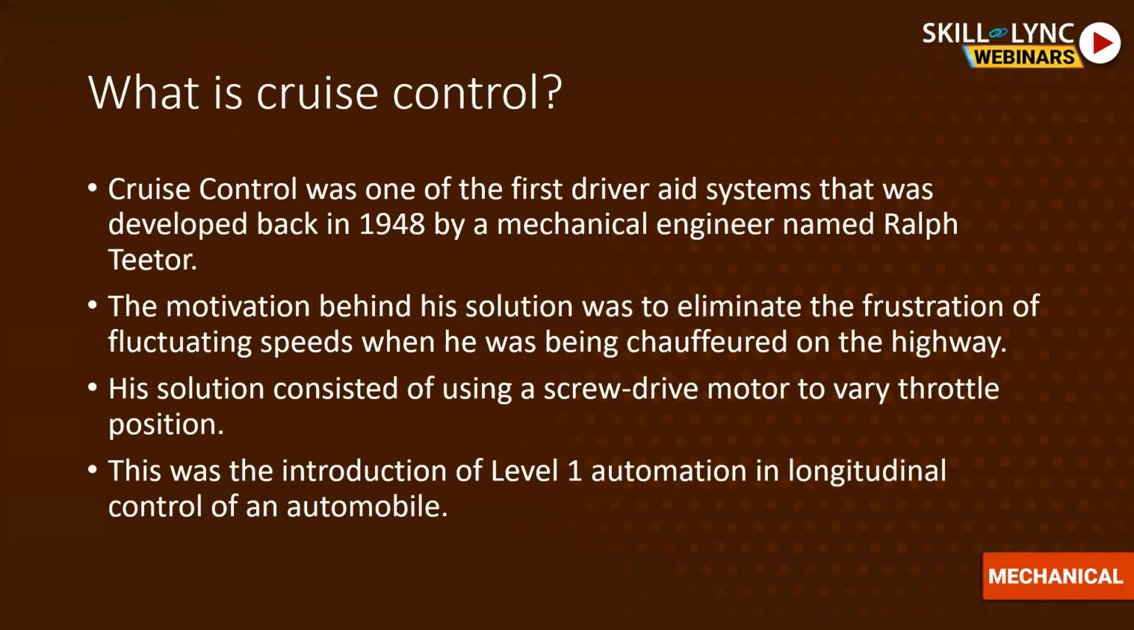Cruise control was one of the first driver aid systems that was developed, like ever. It was developed all the way back in 1948. So this is when cars were still pretty basic. Essentially, it was a mechanical system developed by an engineer called Ralph Teetor. His problem was the constant fluctuation in speed when he was sitting in the back, being chauffeured. So he implemented a simple screwdriver motor to limit the throttle and hold it in one place. And he got what he desired.